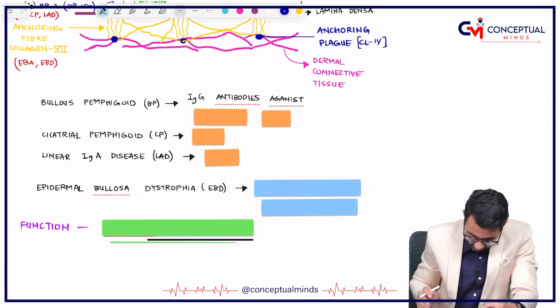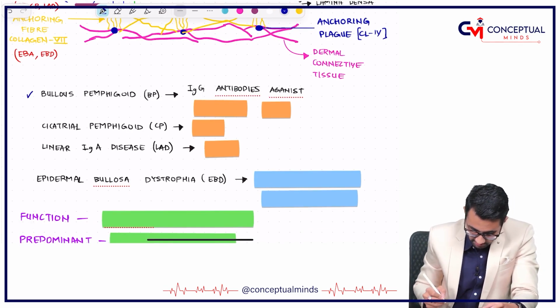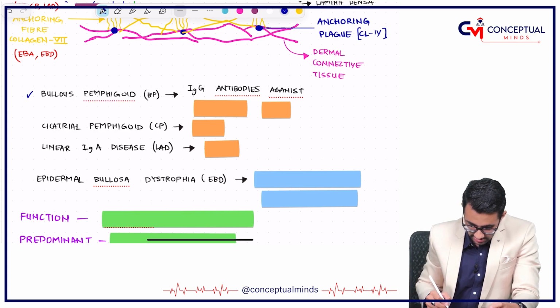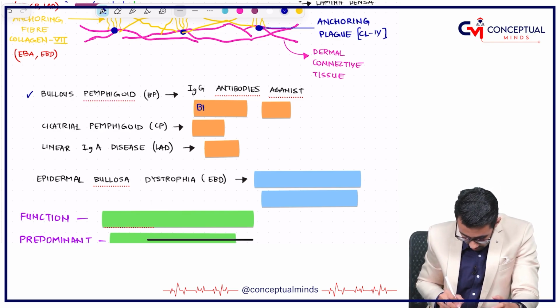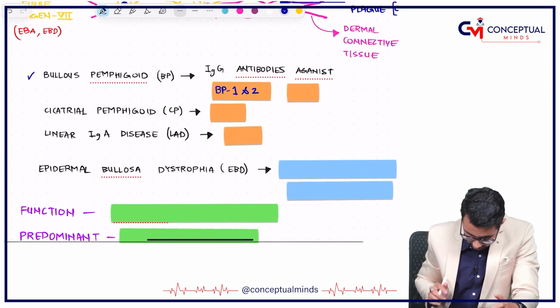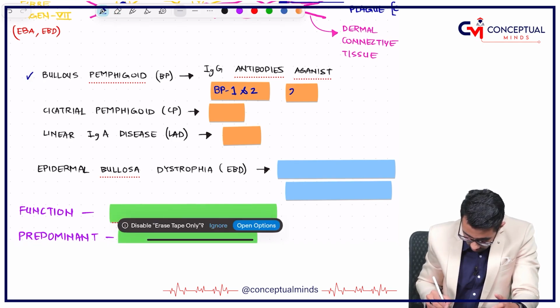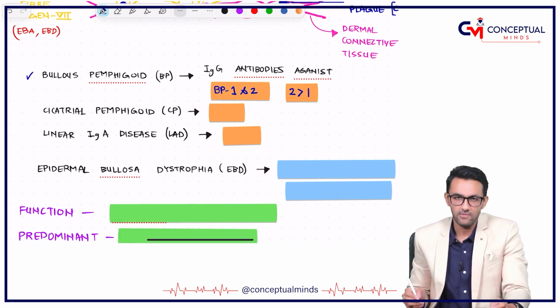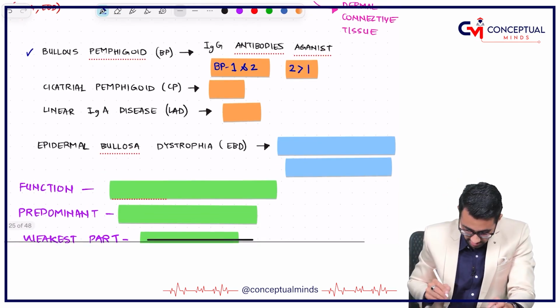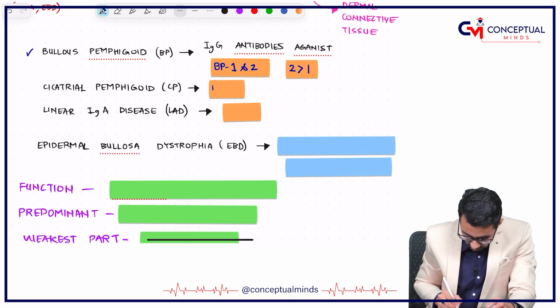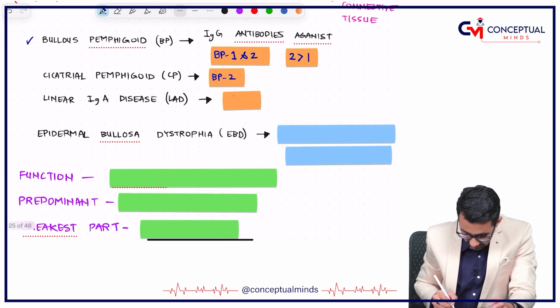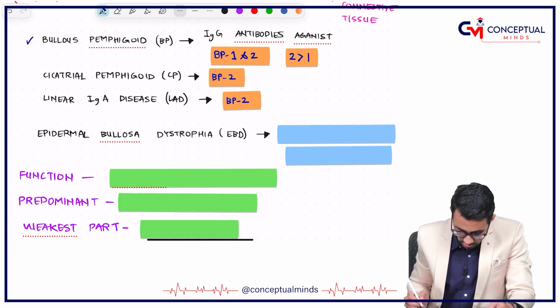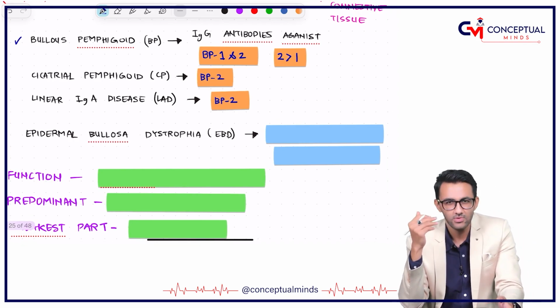In Bullous Pemphigoid, the IgG antibodies are against BP1 and 2, but it is more BP2 than 1. In cicatricial pemphigoid, that is CP, we have BP2, and in linear IgA disease, that is LAD, the antibodies are also against BP2. So you can see most of the answers are just BP2.